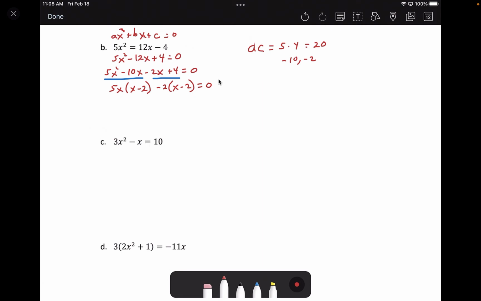So we're going to factor again. What does this term and this term have in common? The x minus 2. And when we factor out the x minus 2, we're left with 5x minus 2. So the second set of parentheses is 5x minus 2. And that's equal to 0. From here, we're going to set each factor equal to 0, just like we did earlier, and solve. X is equal to 2 and x is equal to 2/5.